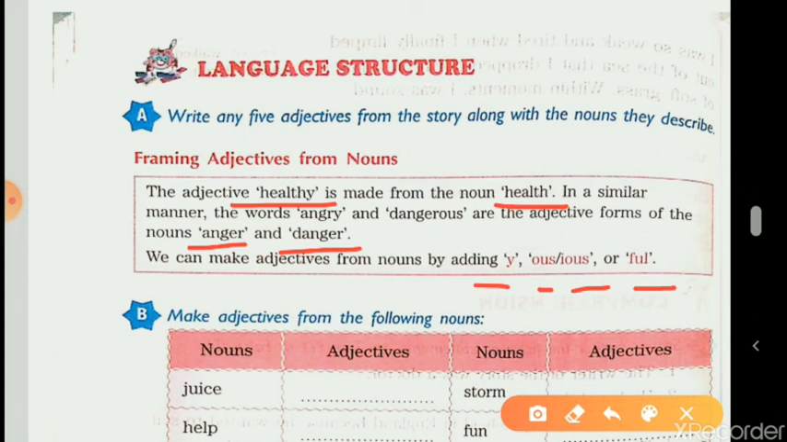by adding Y at the end, OUS at the end, IOUS at the end और FUL. ये बेटा suffix हैं जो हम आगे लगाएंगे. जो नाउन्स में हम ये वर्ड्स ऐड करेंगे तो हम एडजेक्टिव फॉर्म कर सकते हैं. वो क्या क्या हमको ऐड करना है? Either we add Y, or we add OUS, IOUS and FUL.